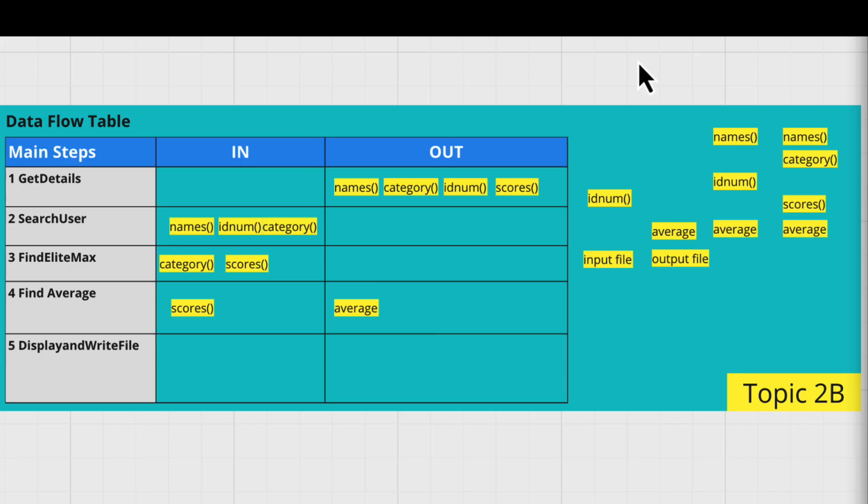Okay, so for step 5, we display and write the file. So we will need our scores, names, category, and average. And also, obviously, our average parameter that we calculated in step 4. So these would all be passed in as parameters.